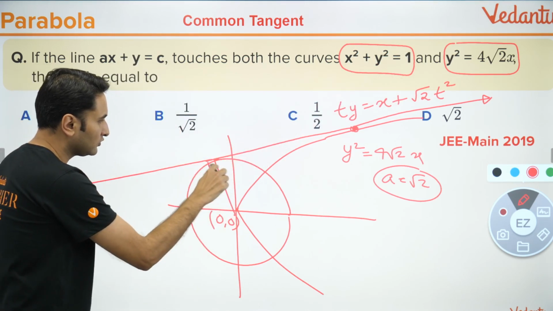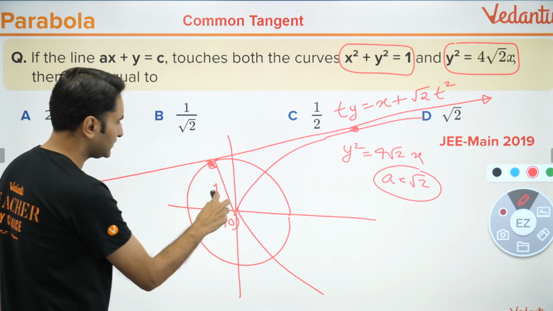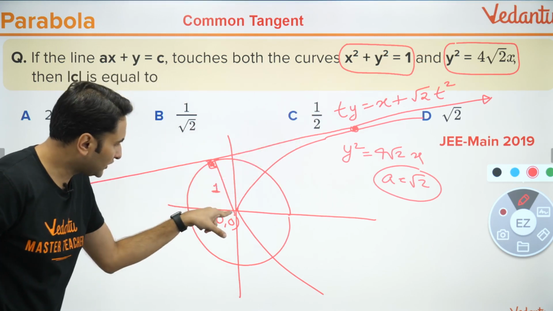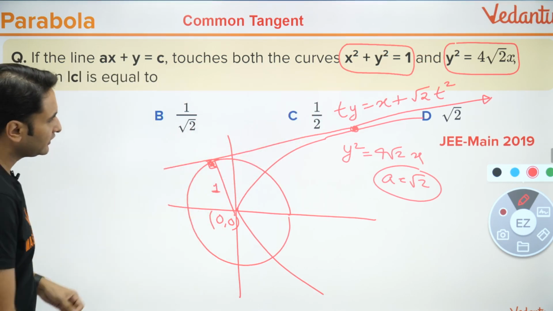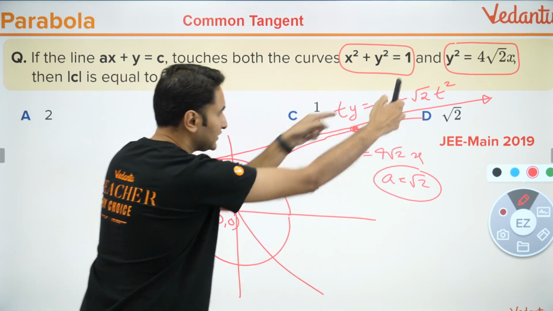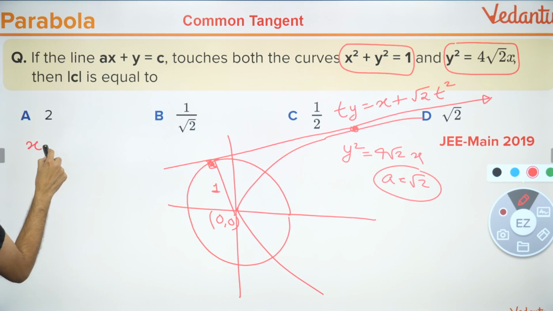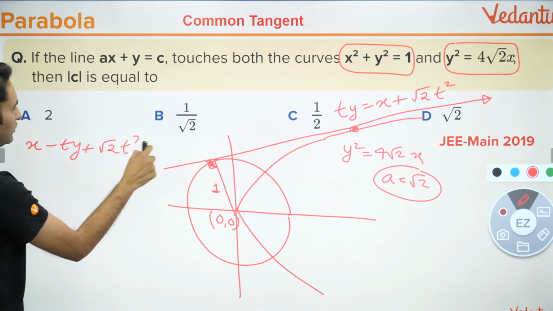is equal to radius. रेडियस कितना है बच्चों? 1. So perpendicular distance of this line from the center, which is origin, should be equal to 1. बहुत सिंपल है. Put this point in this equation. This is x minus ty plus root 2 t square equal to 0.